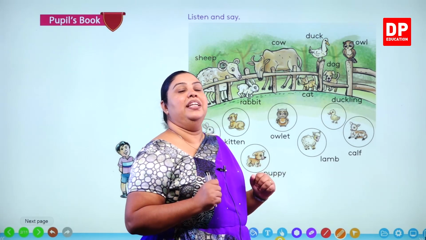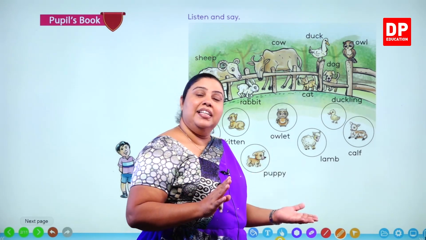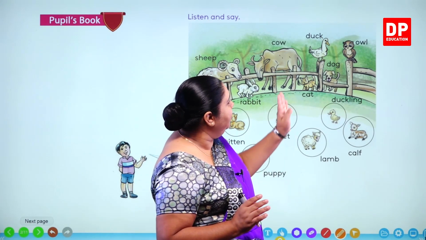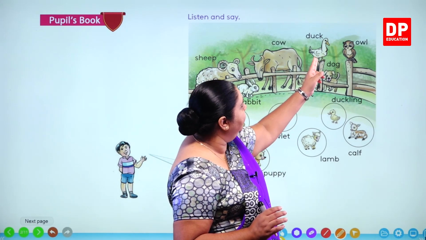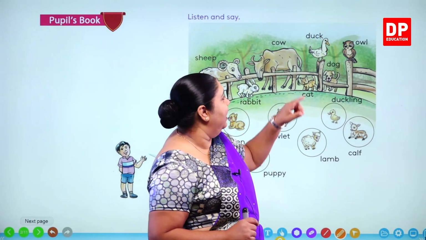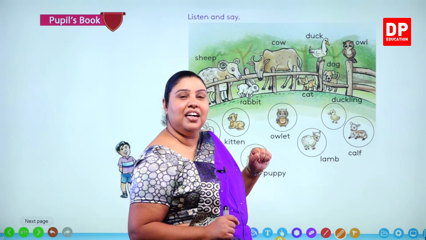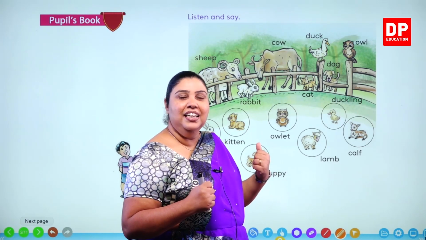You know how to write these words. Dog, cat, cow. They are very easy. Right? So, next, we have our little friend over here, standing on top of this fence. It's a duck. Duck.